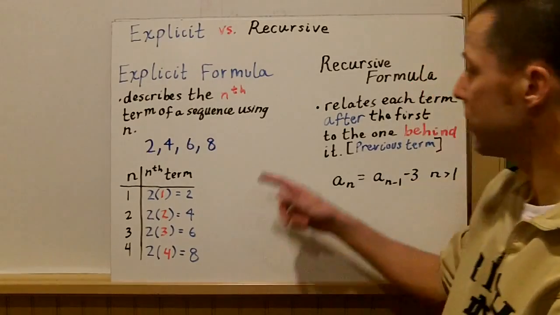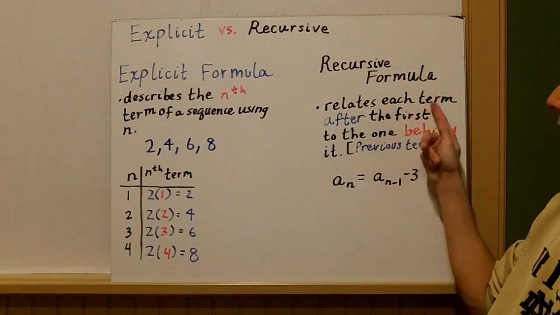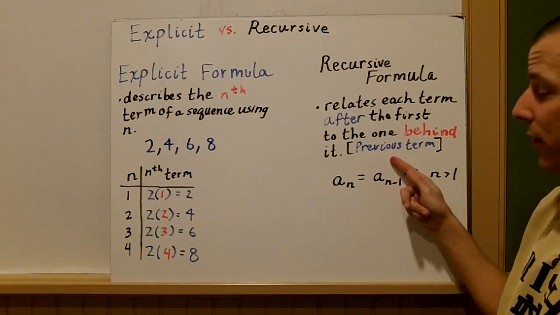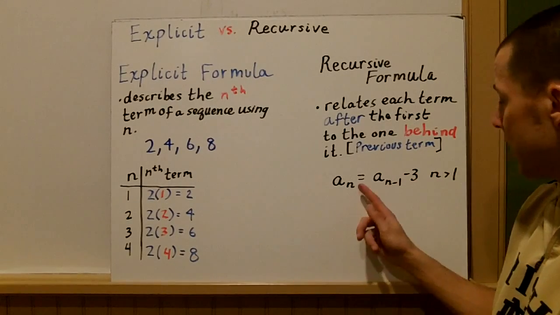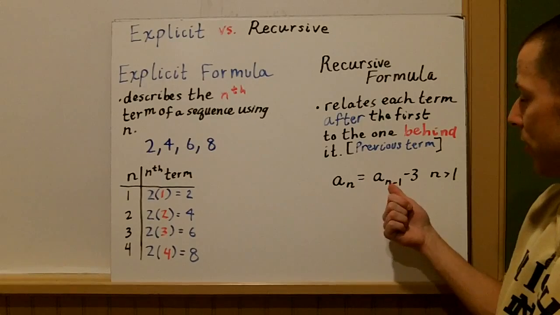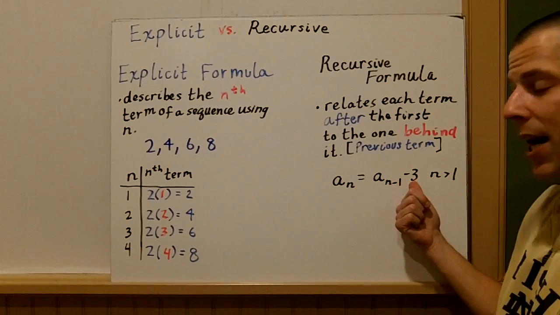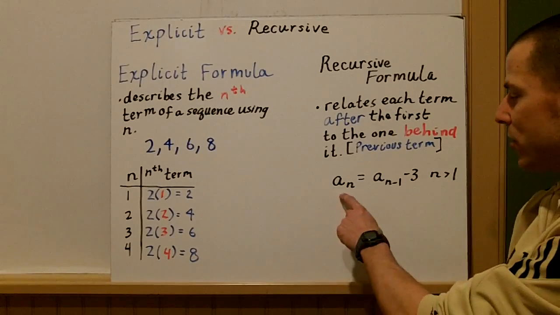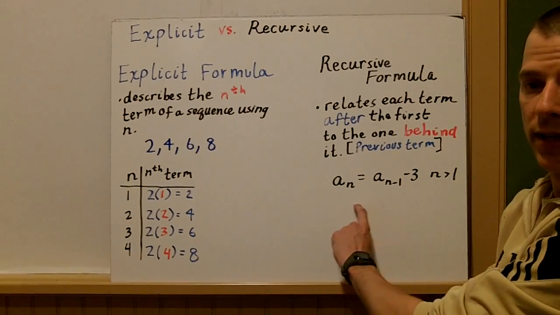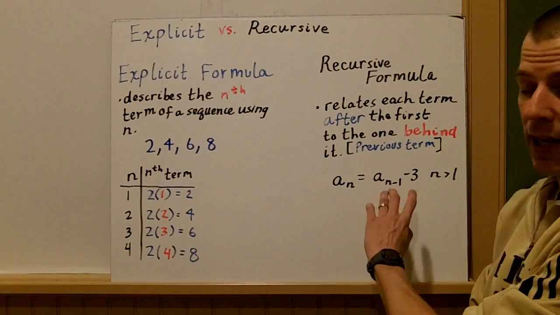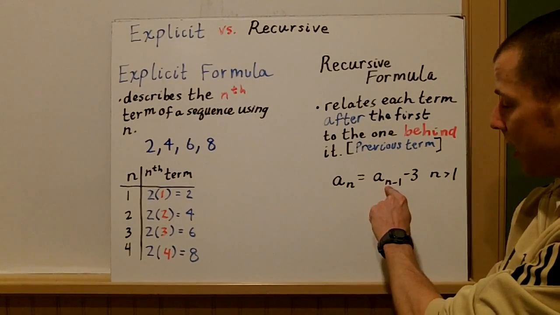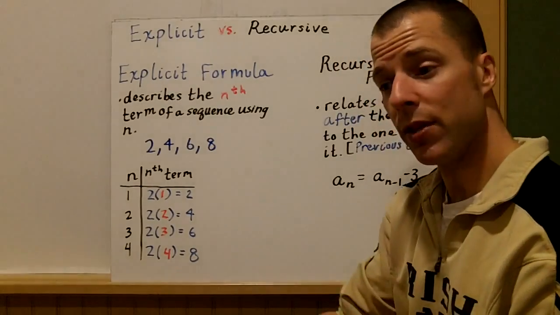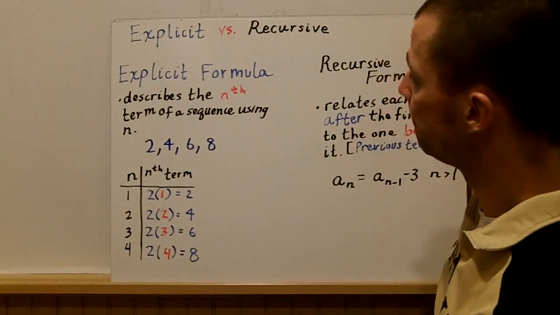So when we talk about recursive, a recursive formula relates each term after the first term to the one behind it, or the previous term. And the notation looks like this: a sub n equals a sub n minus 1 times a number, and we have to make sure that n is greater than 1. This is just one example of a recursive formula, so it's not the same for all of them, but this is key: the a sub n minus 1. Recursive formulas use the previous term to get to the next term.